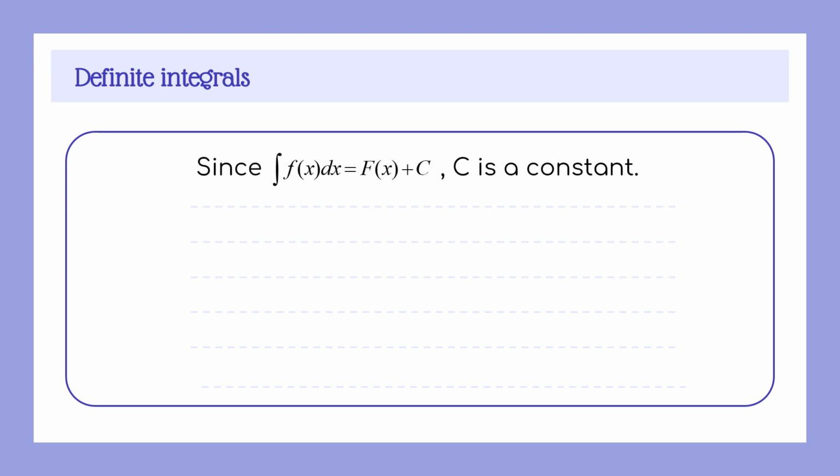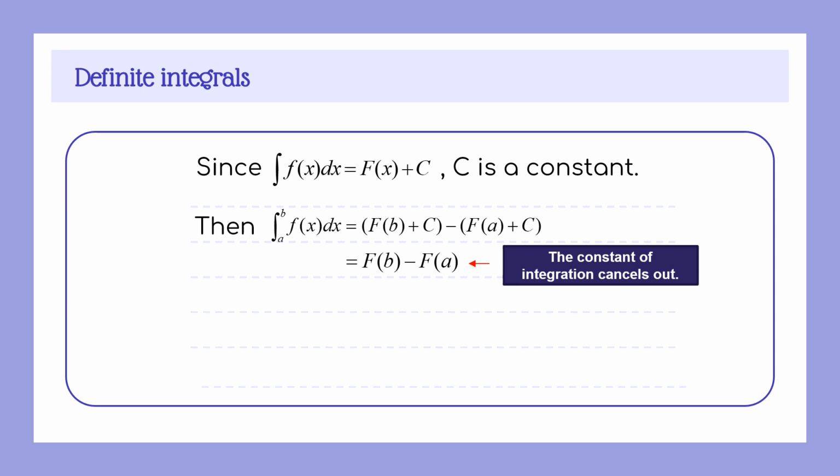Since integrate f(x) dx equals F(x) plus c, where c is a constant, then integrate f(x) dx from a to b. Disebabkan integrate f(x) dx, kita dapat F(x) plus c. Now, kita nak evaluate from a to b. So, kita gantikan upper limit dahulu, tolak dengan gantikan dengan lower limit. So, we get F(b) plus c minus F(a) plus c. Then, we get F(b) minus F(a). Since plus c minus c becomes 0, the constant of integration cancels out.